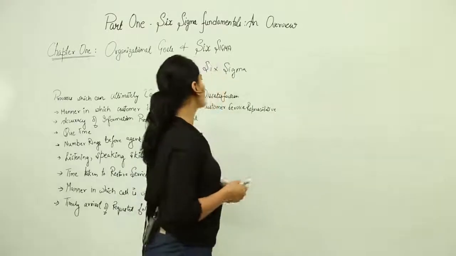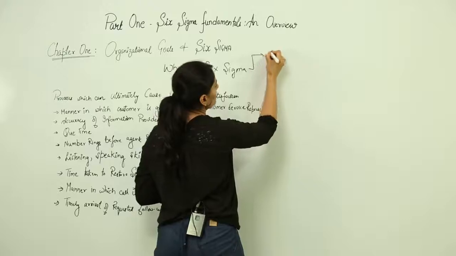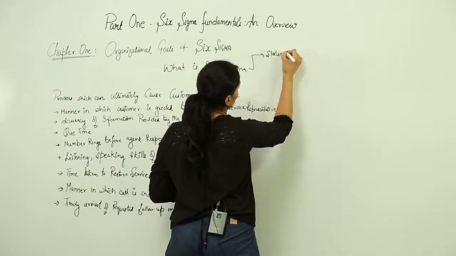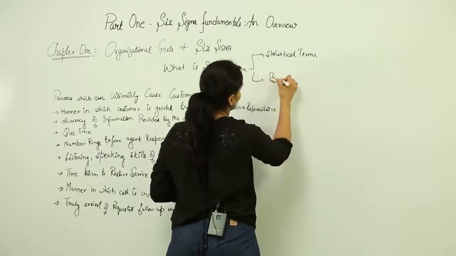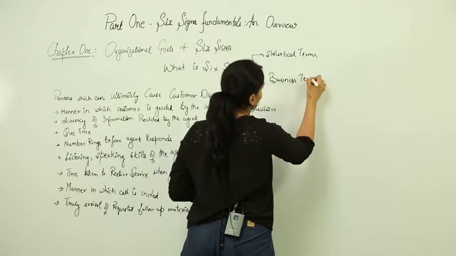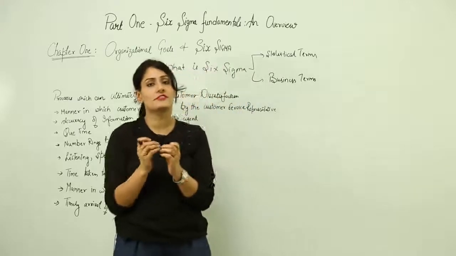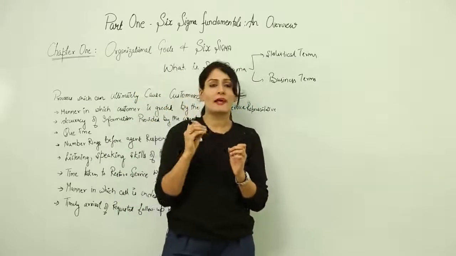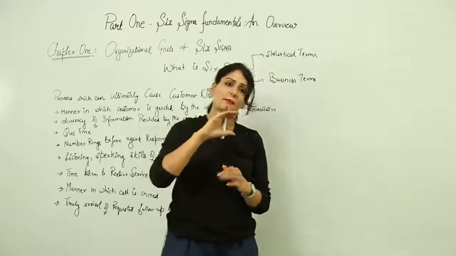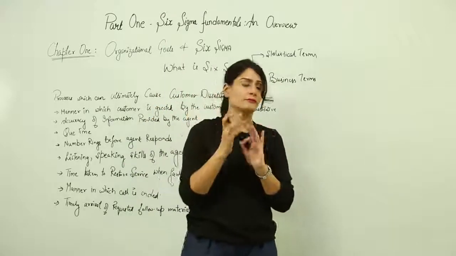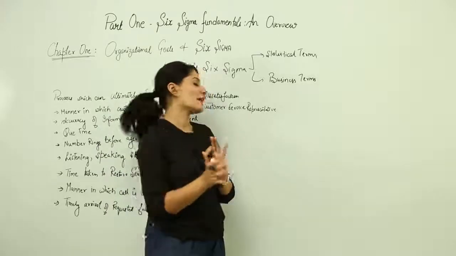Now let's move on and study Six Sigma. As I've already told you, I am going to explain it in statistical terms as well as in business terms. In statistical terms, Six Sigma implies 3.4 defects or mistakes per million opportunities. Here you can notice that Six Sigma is used to represent the variation about the average of the process. If I have to explain this, what is the variation about the average of the process?